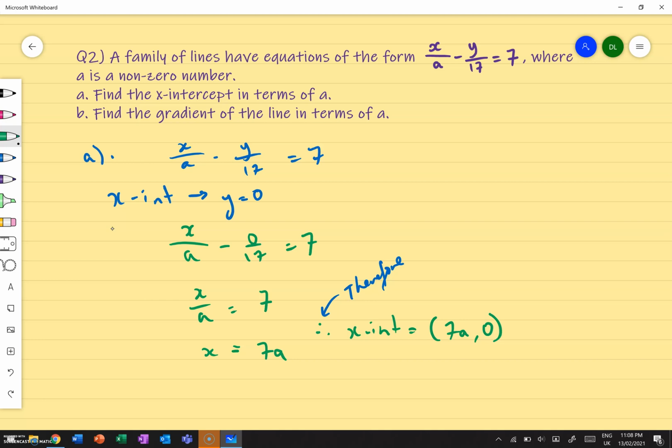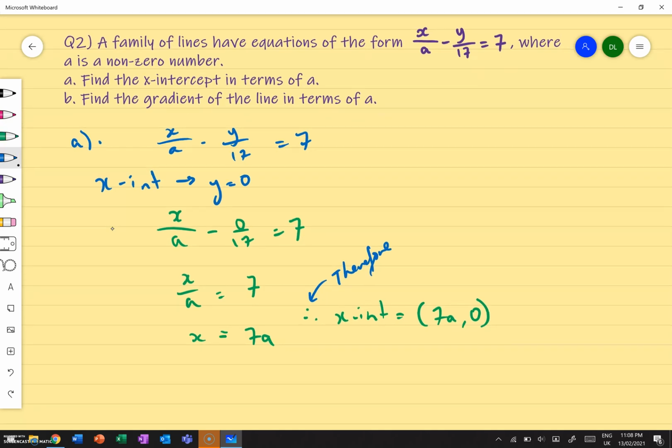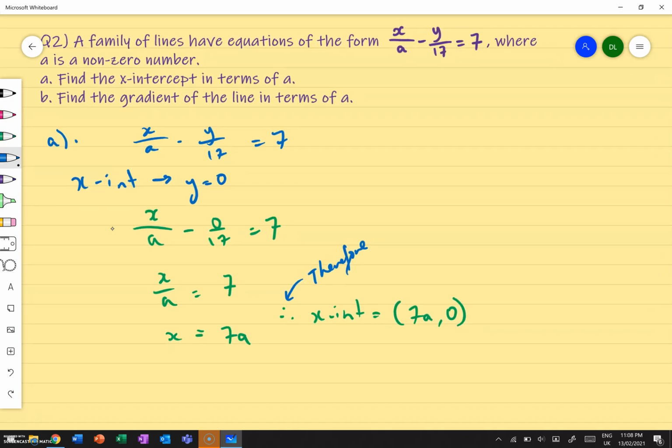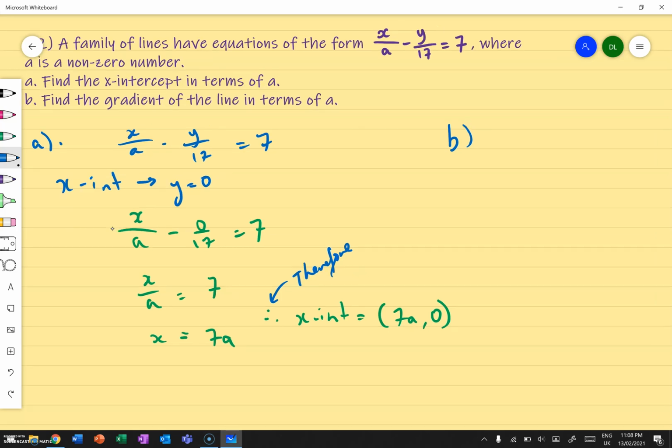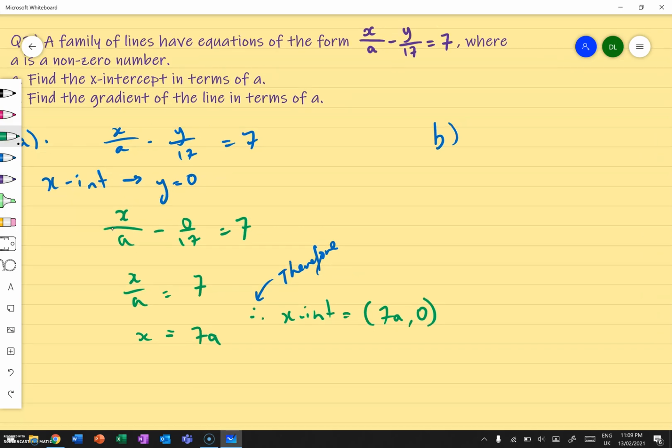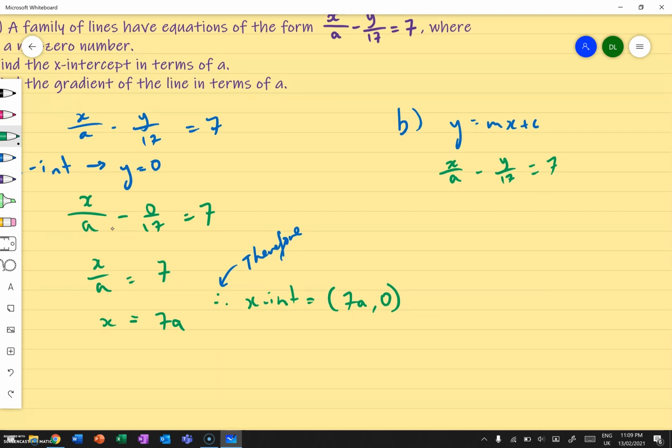Now we need to find part B. Find the gradient of the line in terms of a. So, same idea, but we're looking for the gradient. Once again, I'm going to try and change it into gradient-intercept form, remembering that we have y equals mx plus c as our gradient-intercept form. So right now, I've got x over a, take away y over 17 equals 7. I'm going to go ahead and rearrange that. So I'm going to try and get x over a on the other side, so take away that on both sides.